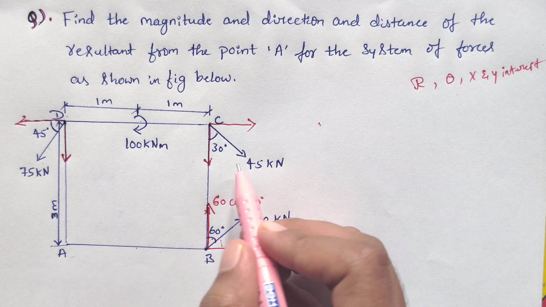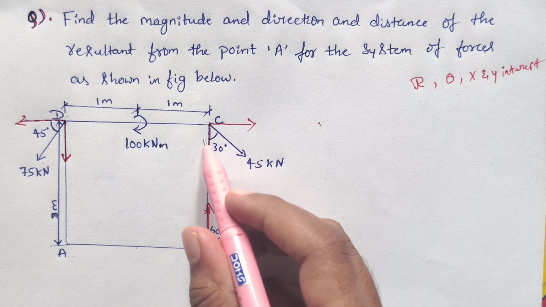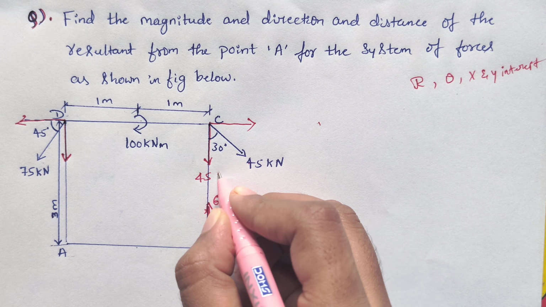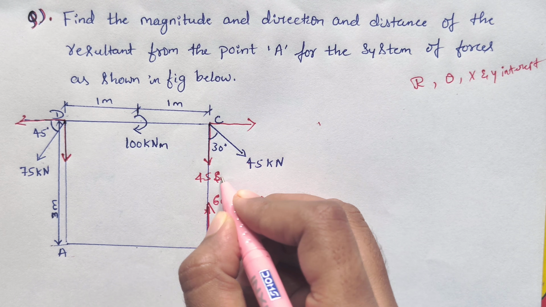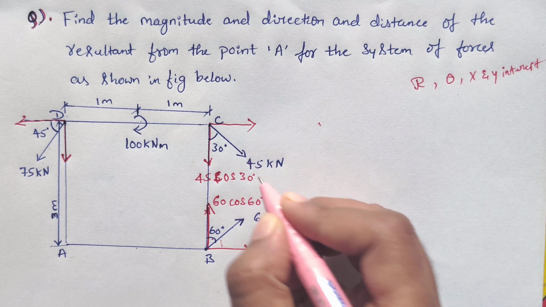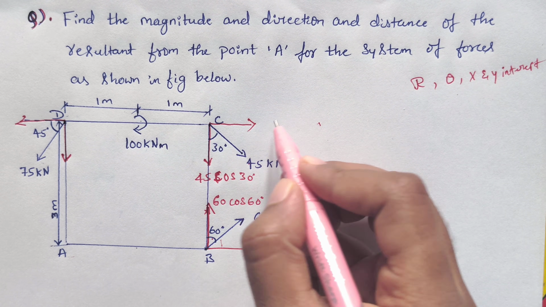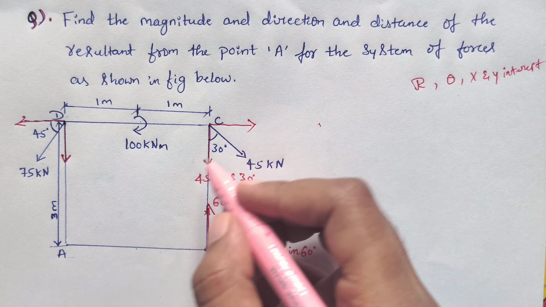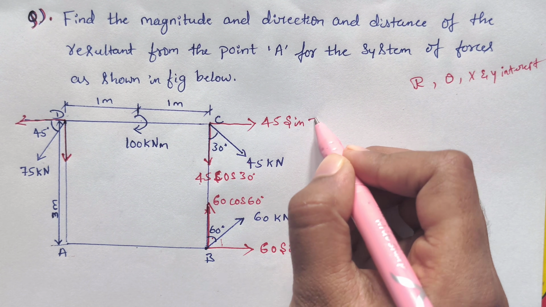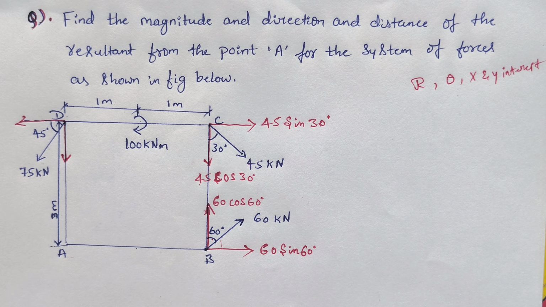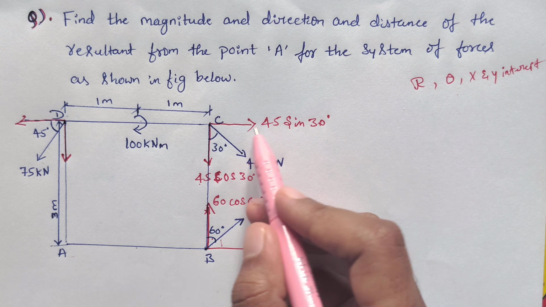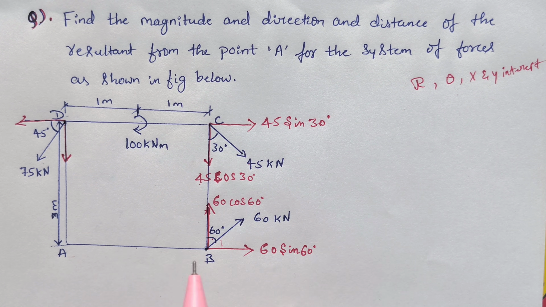Understood? Next, this angle is also making with respect to y-axis. Then it will be 45, this is vertical component, so it will be cos 30 degree. Understood? The horizontal will be sine, just opposite. Okay, so 45 sine 30. Understood? If the angle is making with respect to y-axis, then the horizontal component will be sine, not cos.